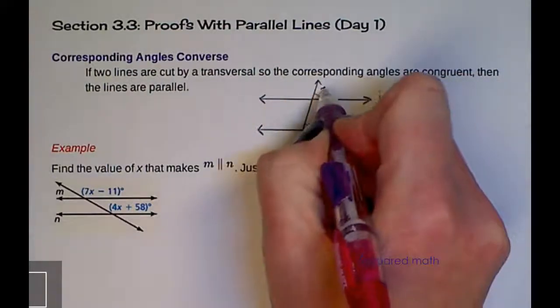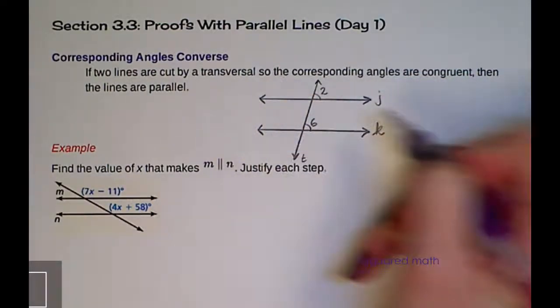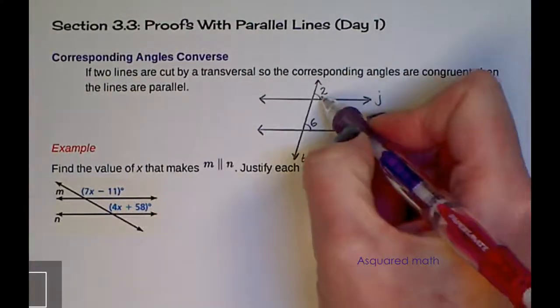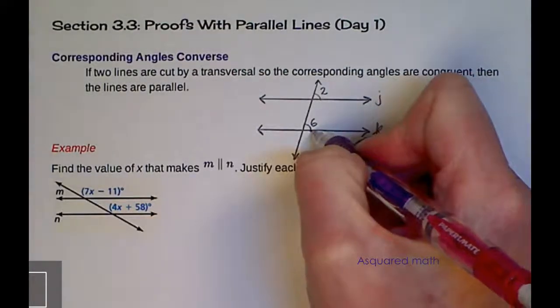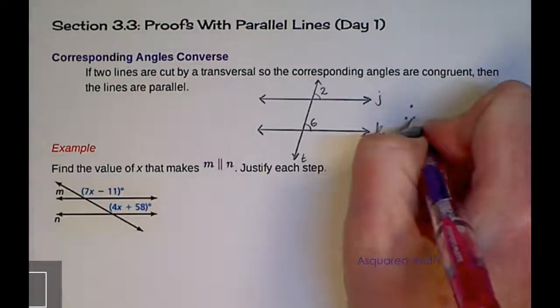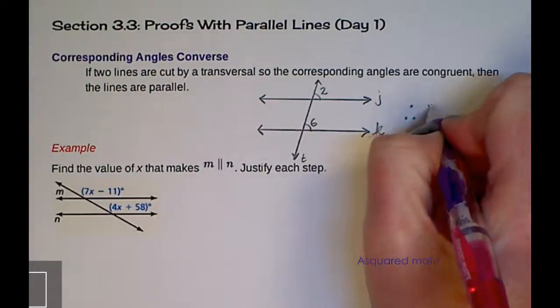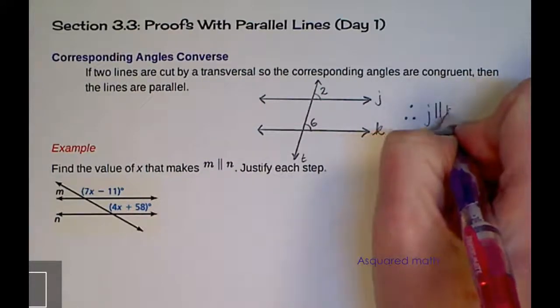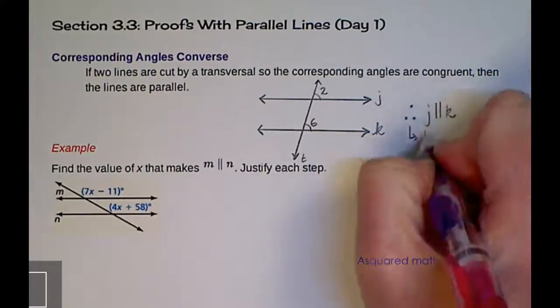And I'll call this angle 2 and angle 6. And if we say that angle 2 and angle 6 are congruent, then we can say that line J and K are parallel. So therefore, J is parallel to K. If you don't know, that means therefore.